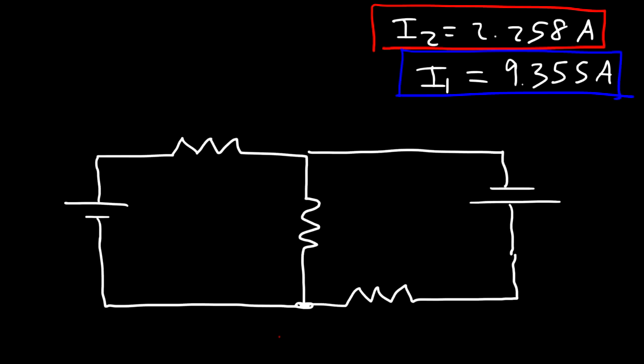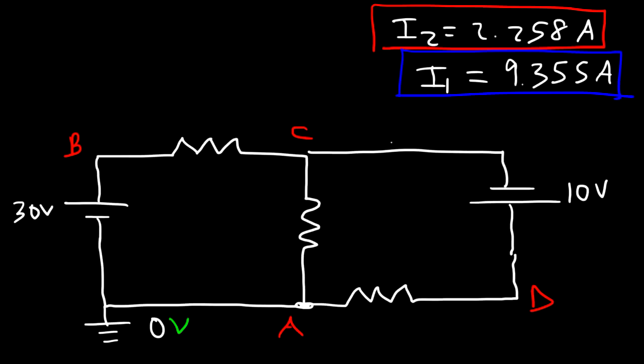So let's call this point A, point B, point C, which is the same as that point, and point D. Now let's say that point A is the ground. Let's say it's at 0 volts. So given the potential at point A, calculate the potential at B, C, and D. Now we know this is 30, and this is 10, and this is a 2 ohm resistor, this is a 5 ohm resistor, and this is a 3 ohm resistor. So go ahead and try it.